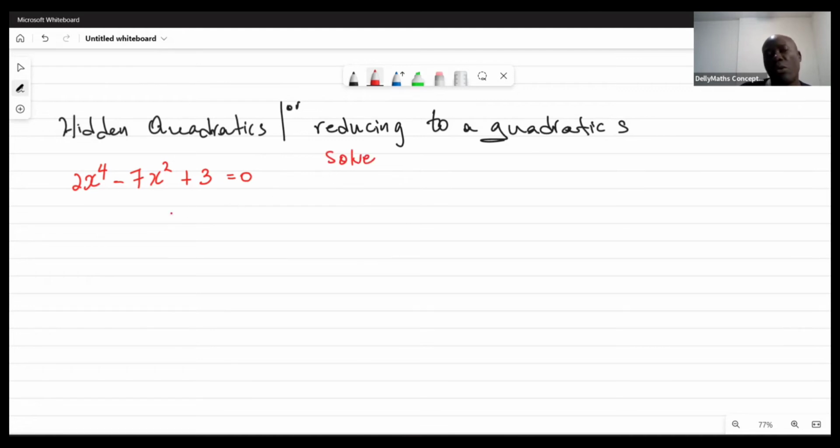Now, when you look at this, you would realize that you're not really dealing with quadratics, because a quadratic is when the highest power is raised to a 2, and you're seeing something to a 4 here. Take this and do something with it so that you turn everything into a quadratic.